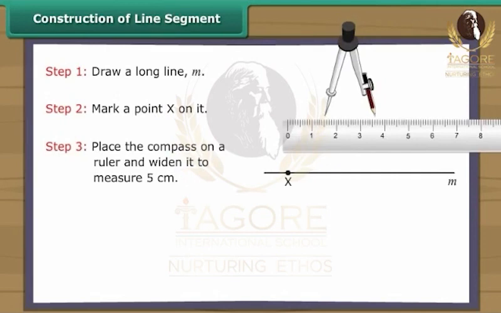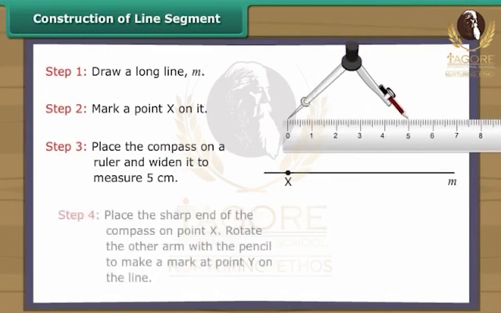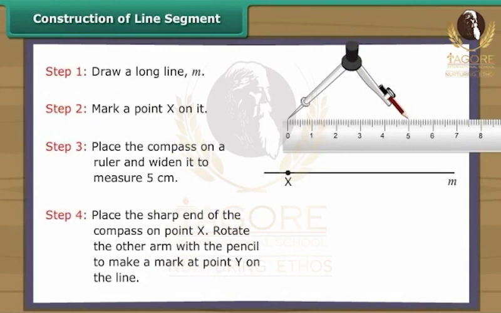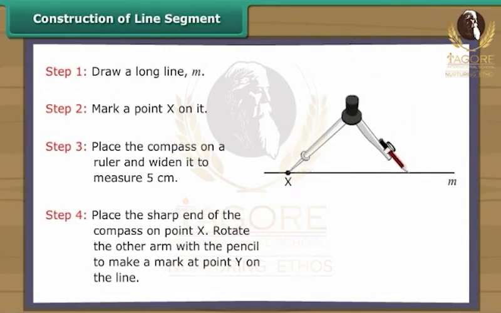Place the compass on a ruler and widen it to measure 5 centimeters. Place the sharp end of the compass on point X. Rotate the other arm with the pencil to make a mark at point Y on the same line. We have a line segment XY which is 5 centimeter long.